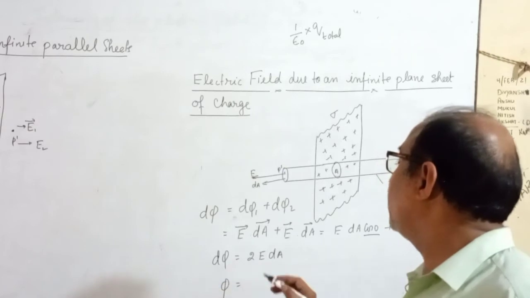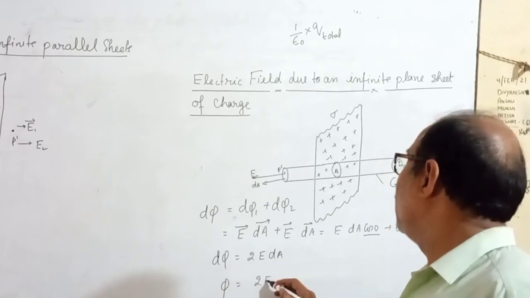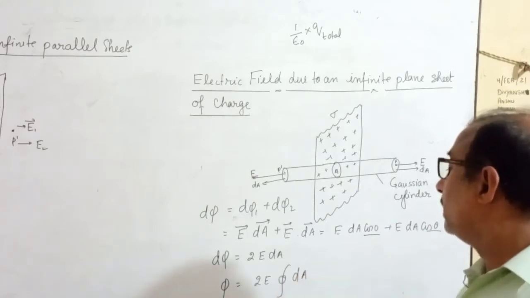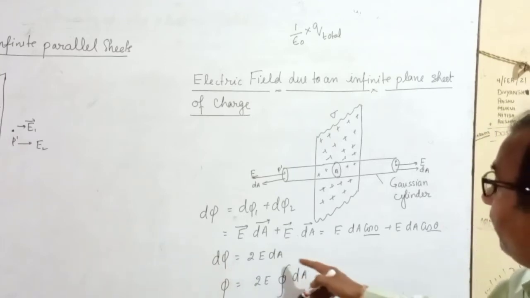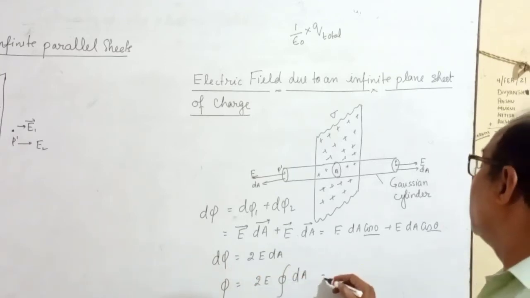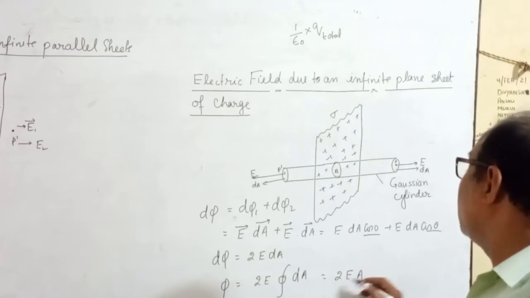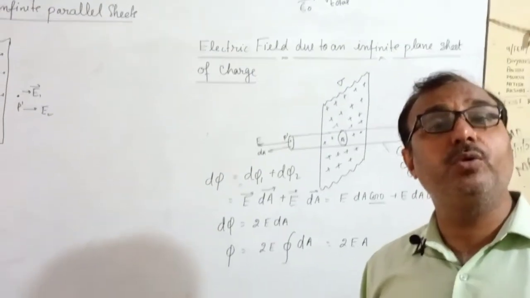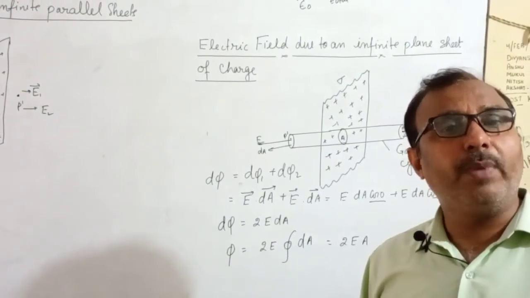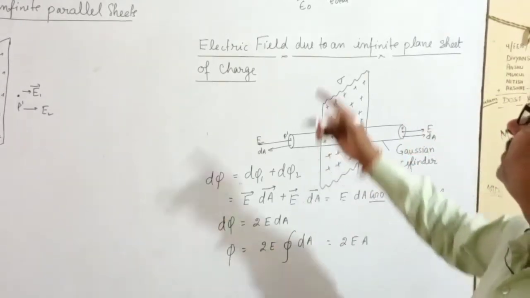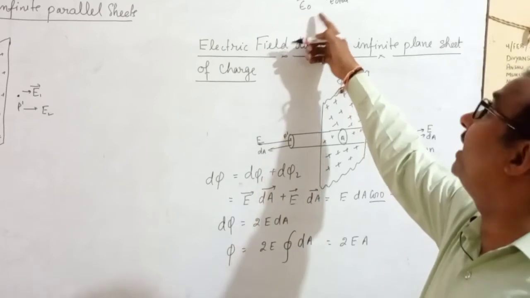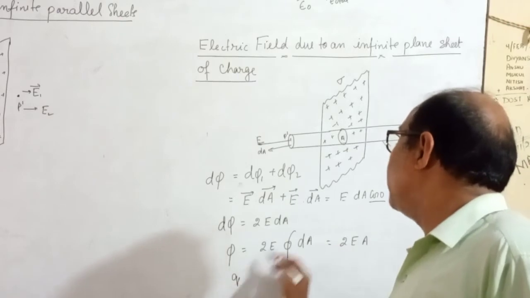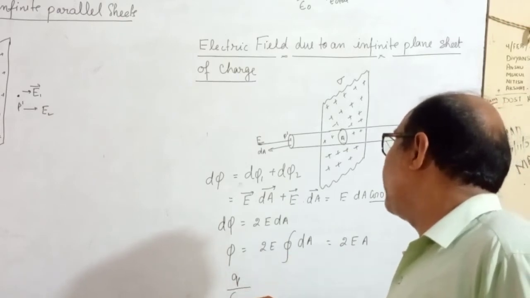On integration, the integral of d phi is the integral of 2E dA. This is for a closed surface; this is the symbol for a closed surface. Now in 2E dA, the integration of dA is A. What does Gauss theorem say? According to Gauss theorem, the electric flux passing through any closed surface is 1 upon epsilon 0 times the net charge enclosed by the surface.